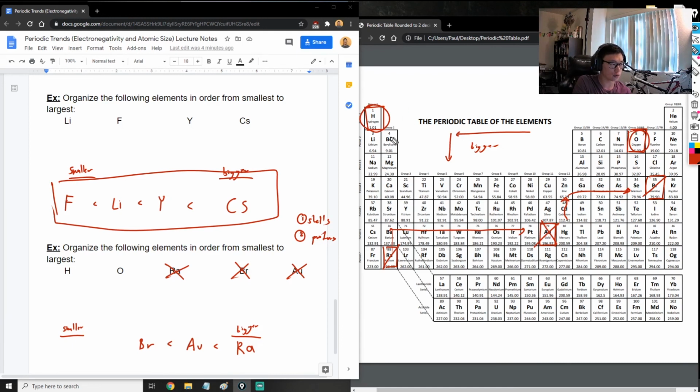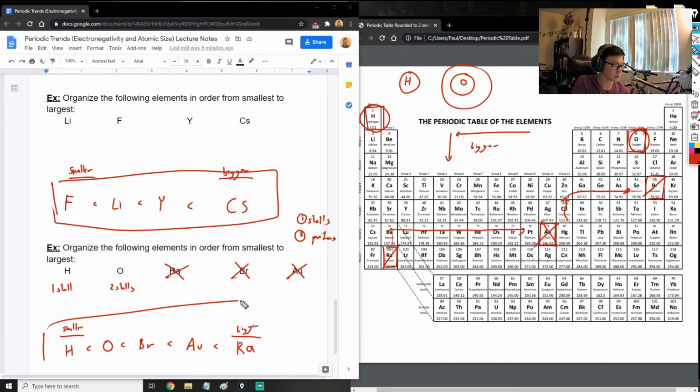So hydrogen, how many shells does it have? It's in the first row, so it has one shell. Oxygen is on the second row, so it has two shells. Let's think to ourselves, which one is going to be bigger? Hydrogen, which has one shell, or oxygen, which has two shells? Hopefully you said that oxygen is going to be bigger than hydrogen because of the shells. So the next one is oxygen, and the smallest one is hydrogen, even though hydrogen is on the top left. And this will be our answer.